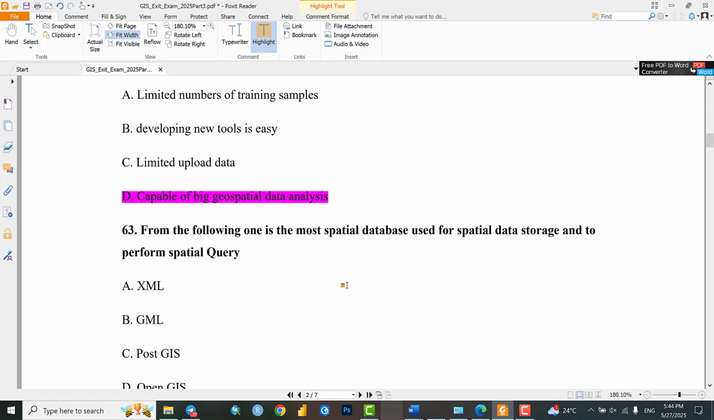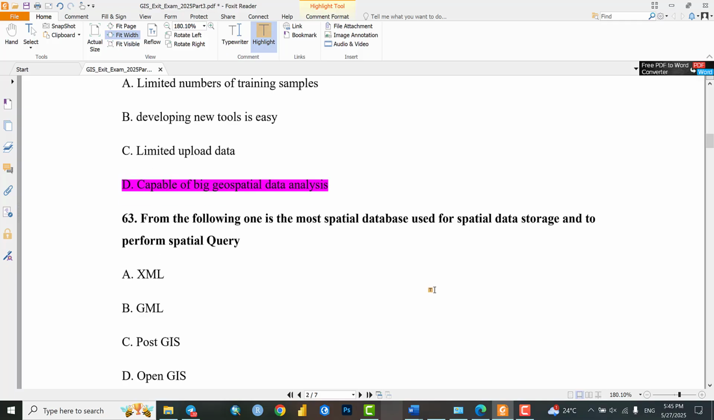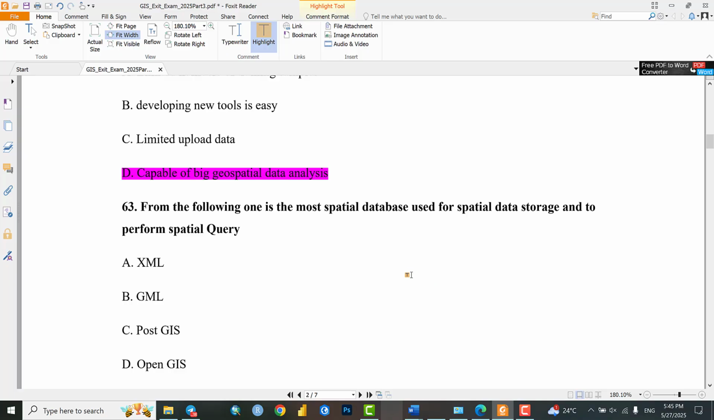63. Which one of the following is the most used spatial database for spatial data storage and to perform spatial queries? A XML, B GML, C PostGIS, D OpenGIS. So this is a spatial data query database, which is called PostGIS.